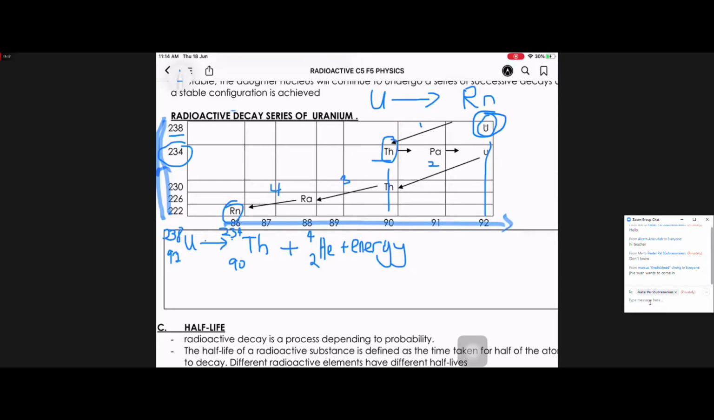So first the uranium decayed to form thorium. Then the thorium decayed to form protactinium, Pa. Next, it again forms uranium. Then it forms thorium again, isotopes. Then it forms radium. This is radium, I think so. Then radon. So it's a series, 6 times it occurred: 1, 2, 3, 4, 5, 6 times.